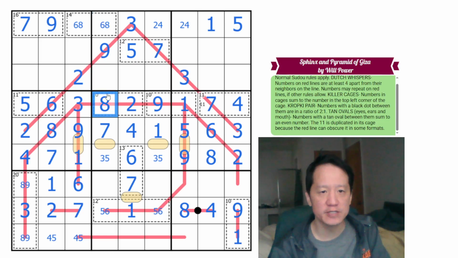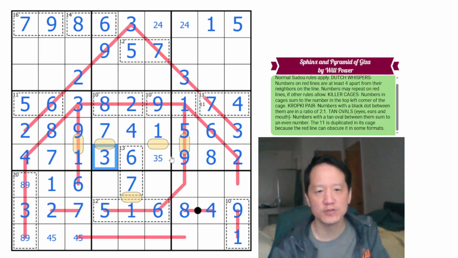This can't be an 8 because of this 8, so this is 6, which makes that an 8. This 6 means this can't be 6, so this must be 5, which makes that a 6. This 5 means this can't be 5, so this is a 3, which makes that 5.